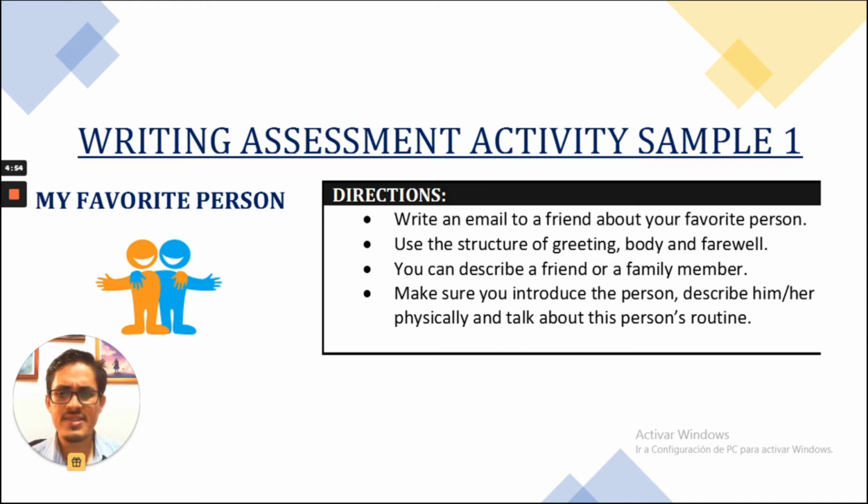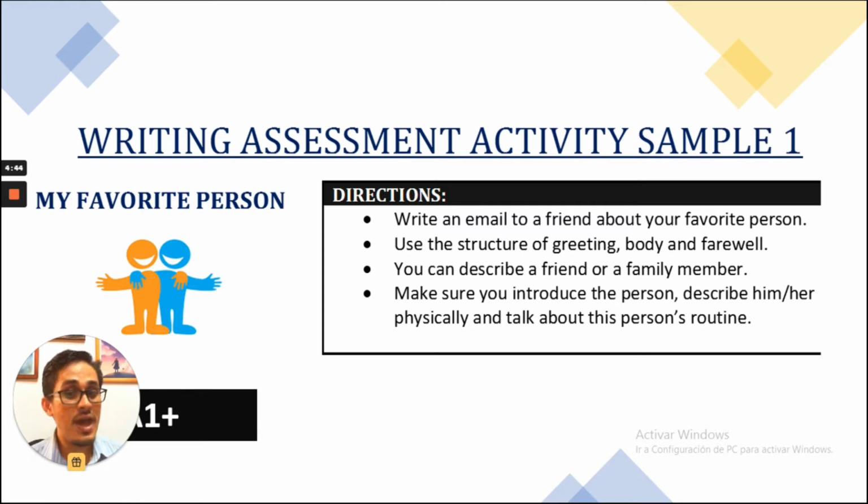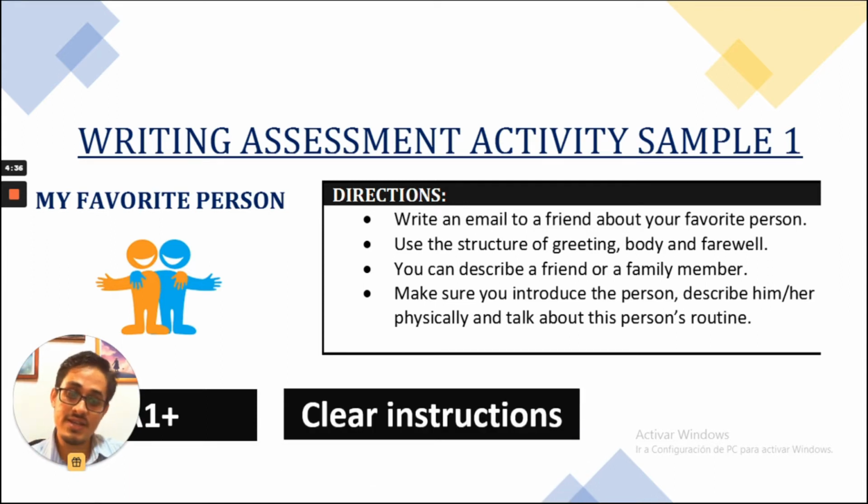Let's look at the first activity, My Favorite Person. This activity is suitable for an A1 plus level, in which students have to integrate different skills and knowledge. At this point, we are seeing more production if compared to an A1 or a pre-A1 level. And we are giving again clear instructions.